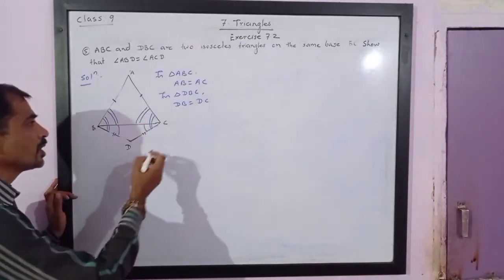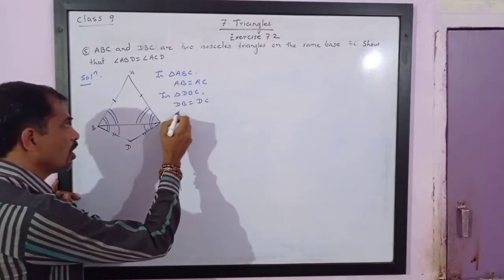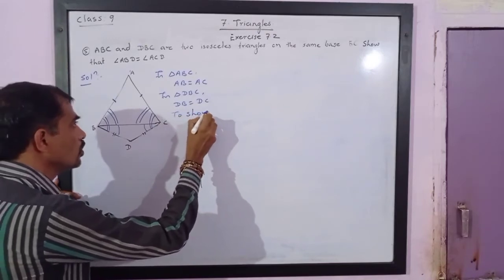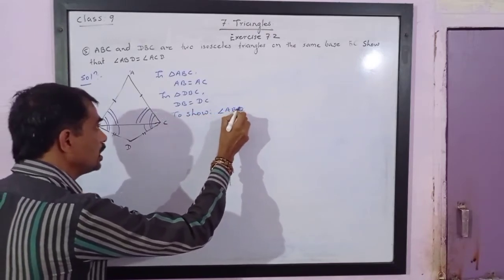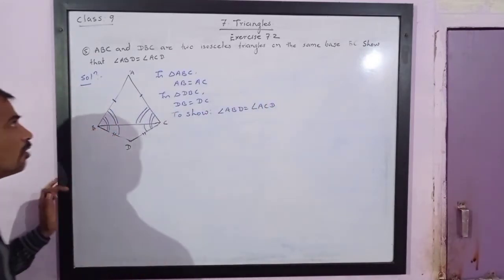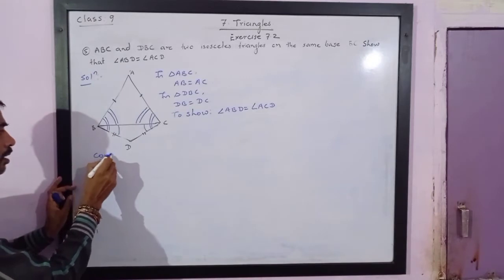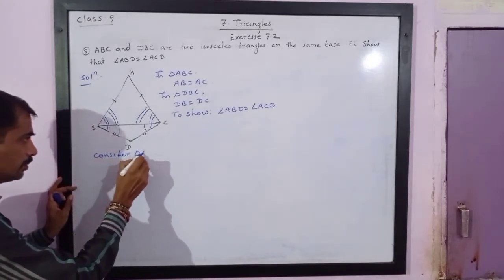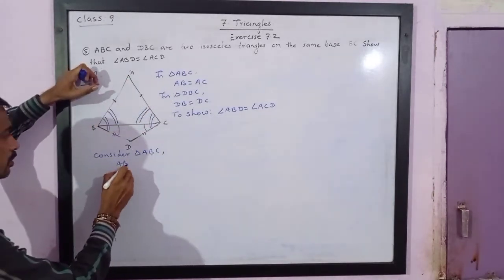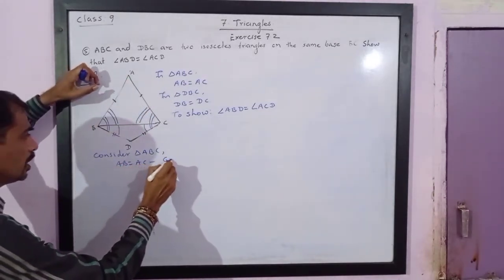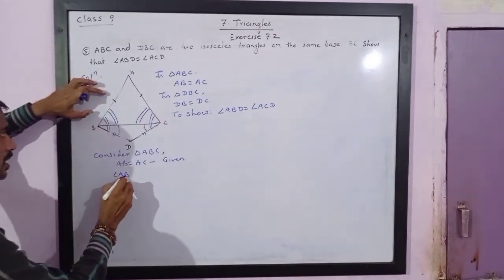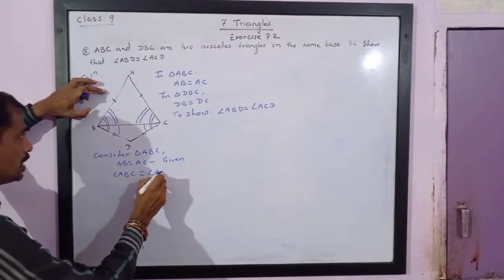Let us write. For this we have to show angle ABD is equal to angle ACD. Now for this, consider triangle ABC. In triangle ABC, we are given AB is equal to AC. This is given. It means angles opposite to them, that is angle ABC is equal to angle ACB.